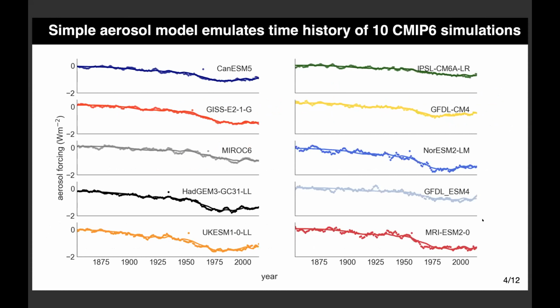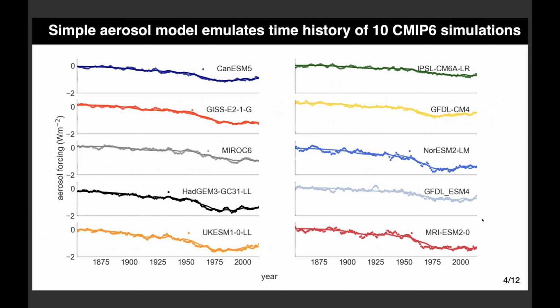So this simple model permits more detail than previous studies that have simply rescaled AR4 or AR5 forcing, but it's still a highly simplified model. And so to test its skill, we fit it to 10 simulations from CMIP6. And as you can see in this figure, the simple model does a very good job at emulating the response of the more complex models.